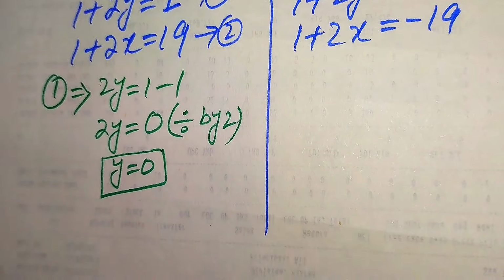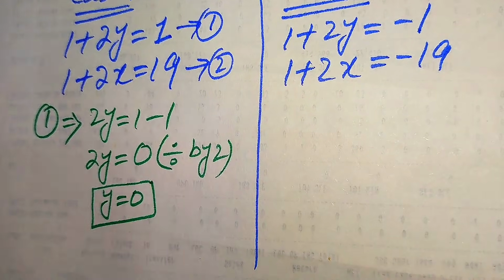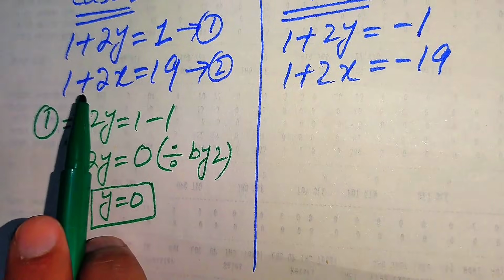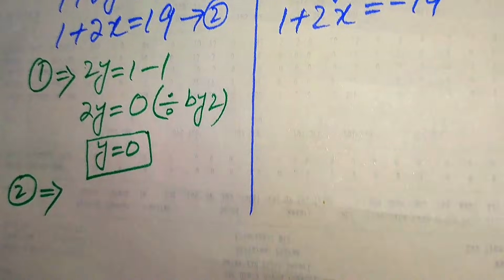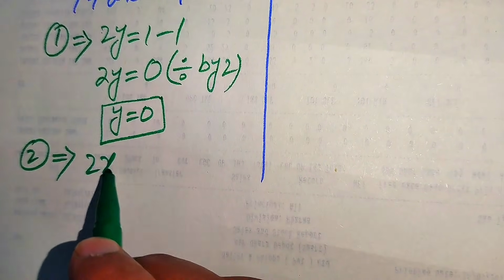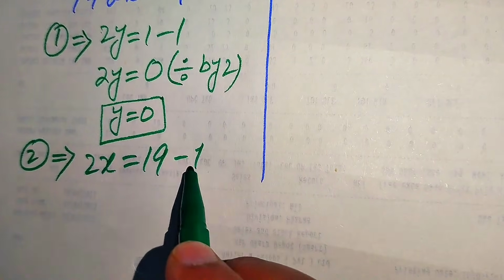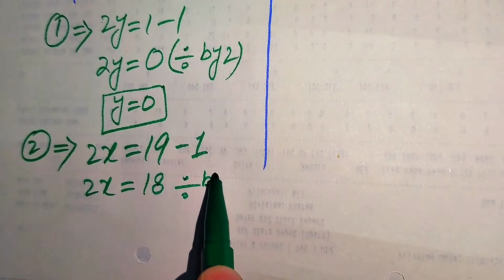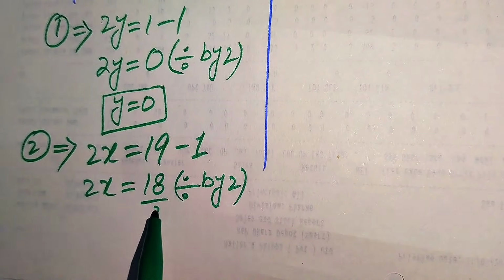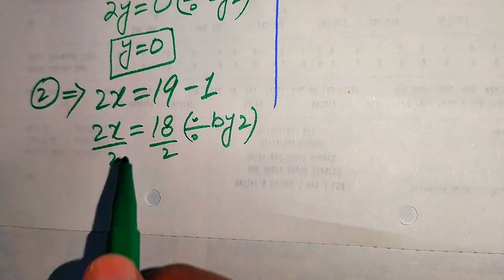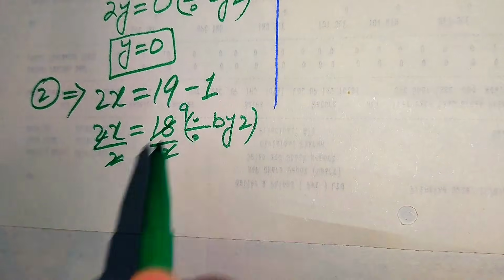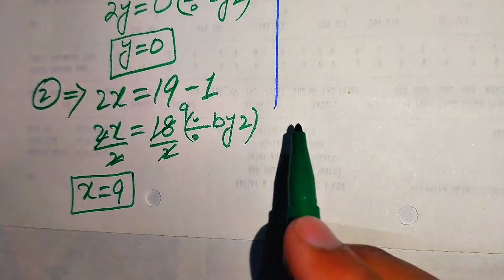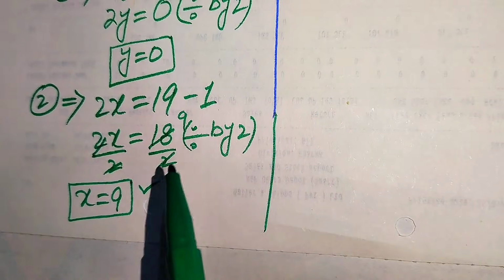So this is the integer value of y, and now for the value of x we focus on equation number 2. Again we move this 1 to the right hand side, and it becomes 2x equals 19 minus 1, so 2x equals 18. We again divide both sides by 2, the 2 and 2 cancel, and 18 divided by 2 is 9, so x equals 9. So from the first case we obtain these two values of x and y.